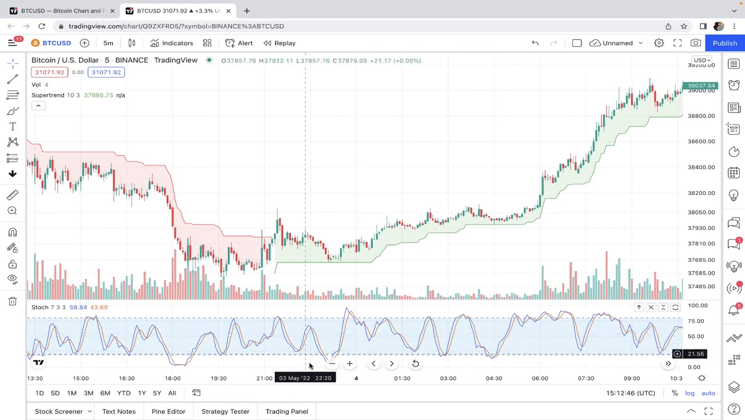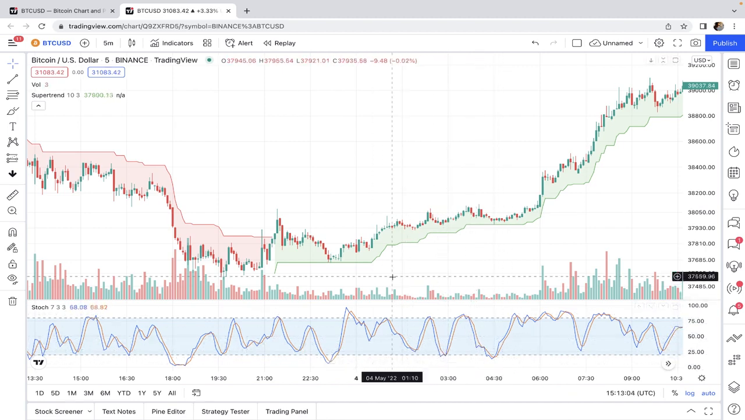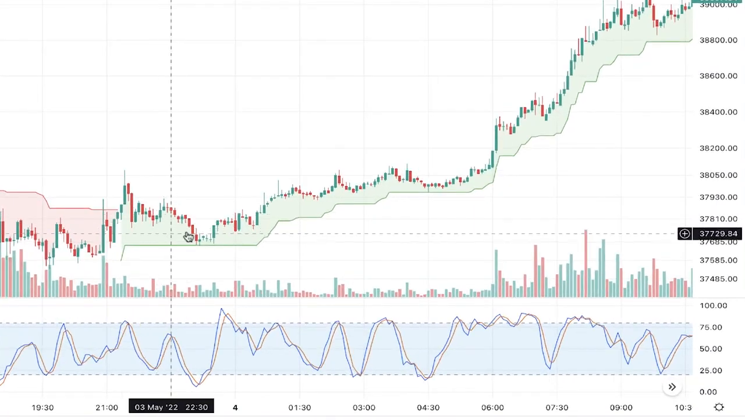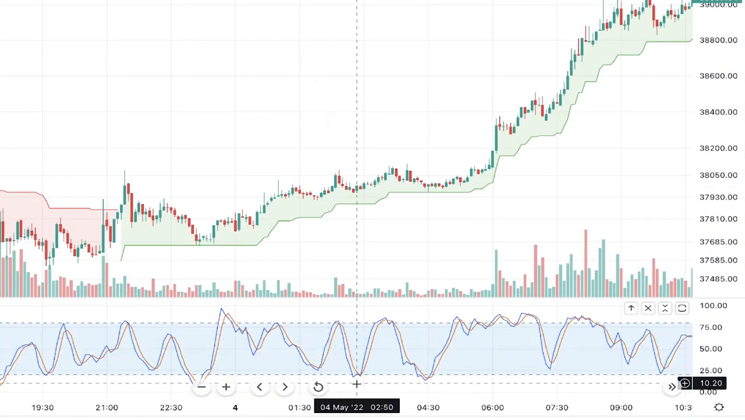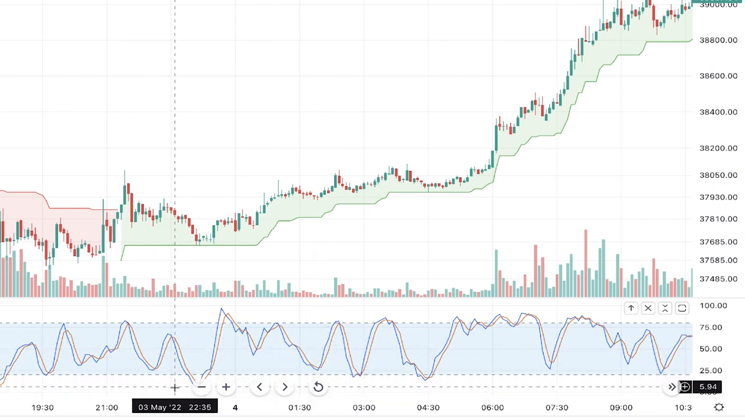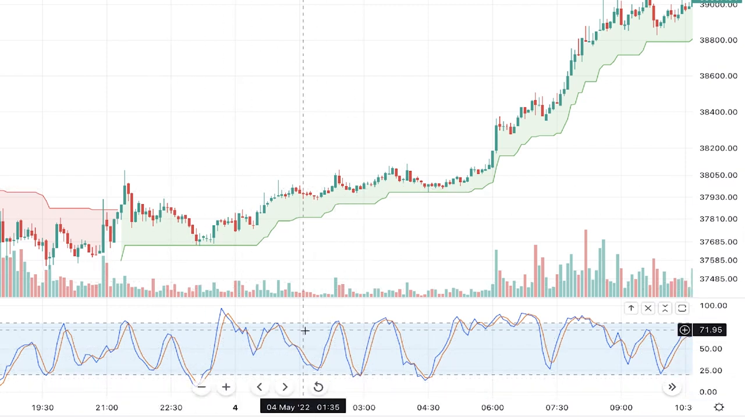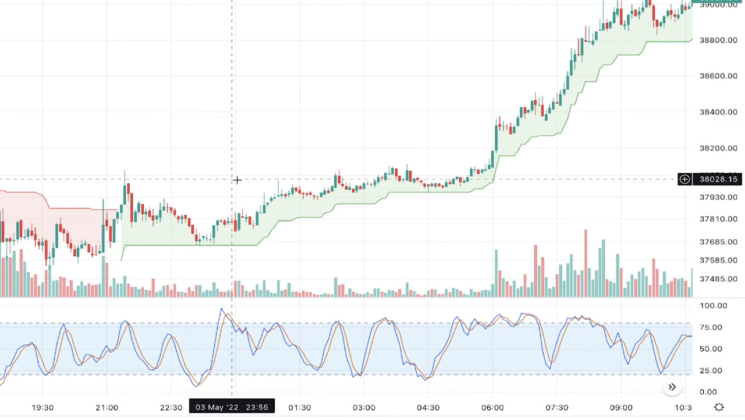But we don't care about every crossing signal, and we want to filter false signals as much as possible. So in this strategy, we only take the signals that are in the current direction of the market. When the super trend is green, we wait for the stochastic line to go below 20. In other words, we wait for an oversold condition in an uptrend, which can be a good opportunity to enter in the direction of the market.